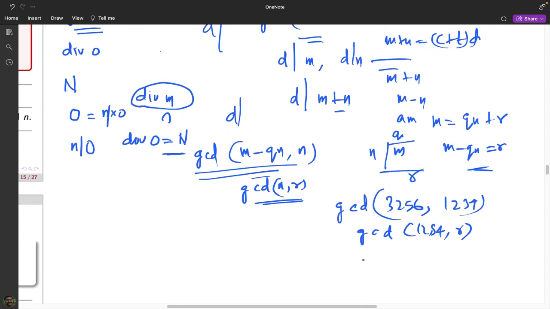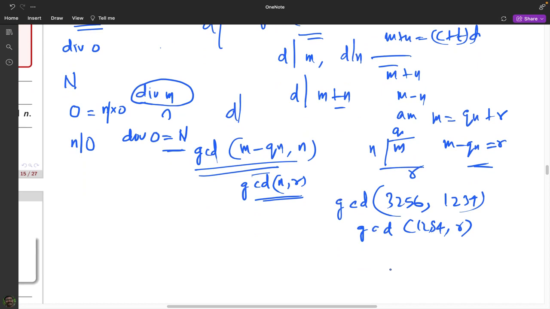So again, if you have to find the GCD again, you divide 1234 by this remainder. Then the next step will be the same as the remainder and the new remainder. So the bigger problem is again reduced to a smaller problem. And this algorithm of finding the GCD successively is called the Euclidean algorithm. Euclidean algorithm will help you to reduce the task of finding GCD successively.